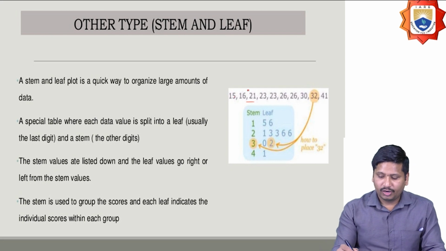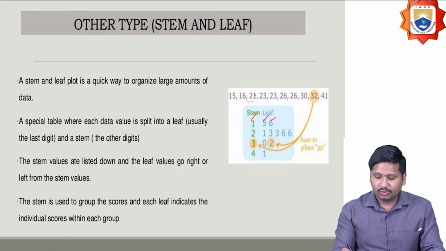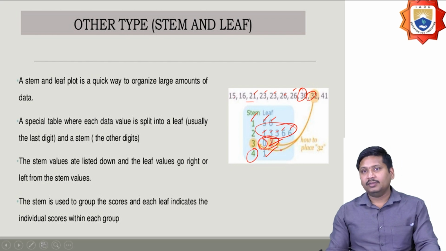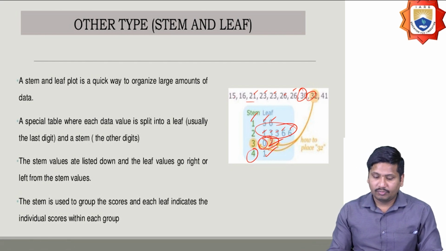So let it be 15. So 1 should be the stem, and 5 should be the leaf, and 6 should be a leaf. For the stem 2, the leaves are 1, 3, 3, 6, and 6. Similarly, if I take 3, the leaves should be 0 and 2, and for 4 it should be 1. So like this, I can construct the stem and leaf graph.